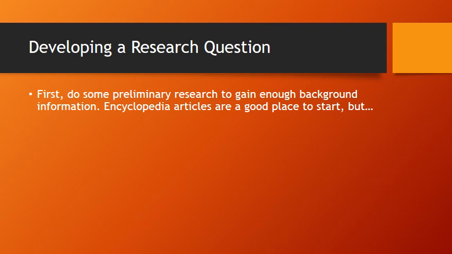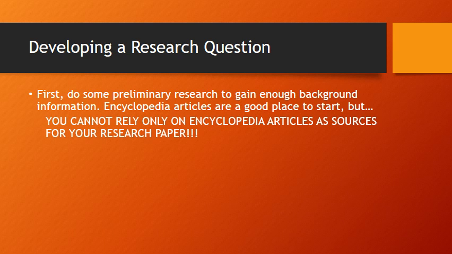But, and I will give a big flashing caveat to this, you cannot rely only on encyclopedia articles as sources for your research paper. I cannot emphasize this enough. If all you put as sources for your research paper are encyclopedia articles, you are not going to do very well. This needs to be a paper that goes beyond background information. You are not simply telling us what happened. You aren't simply giving us a report on these are the historical events that happened. You are making an argument here, and in order to do that, you will need to go into more depth than an encyclopedia article can bring you.